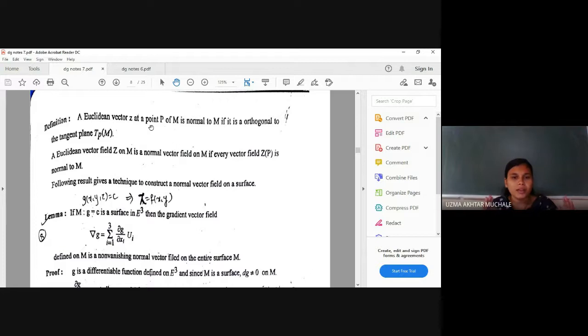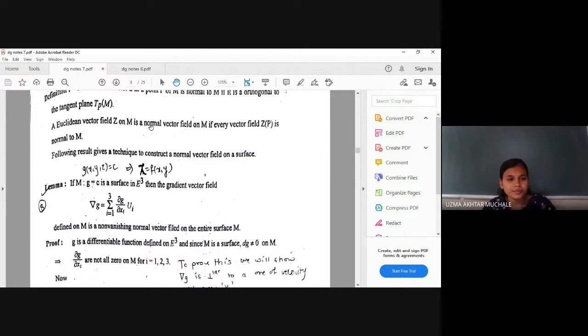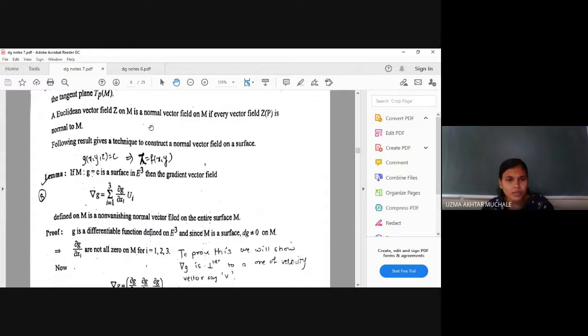So we have just taken the domain as M. Instead of having the domain as the whole E3 space, we have restricted our domain to a surface M. Okay. So now let us go for the next point.